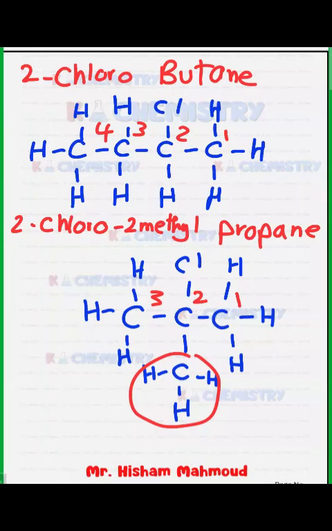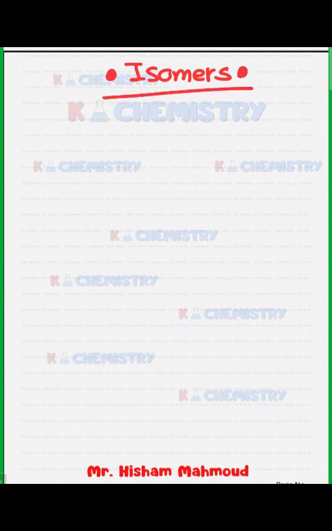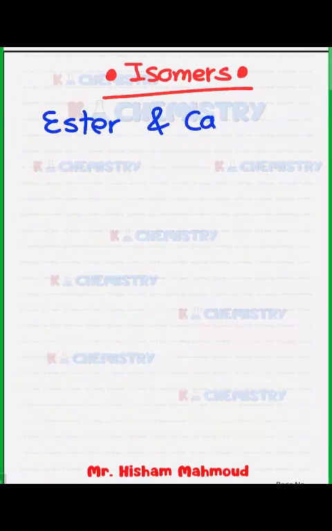Okay. The last part that we'll be talking about today is the most difficult part in the isomers. This usually comes only in very difficult questions. It's not very difficult. You can still understand it, but you have to practice it before going to the exam. That's the isomer between the carboxylic acid and esters. So an ester and a carboxylic acid can be isomers.